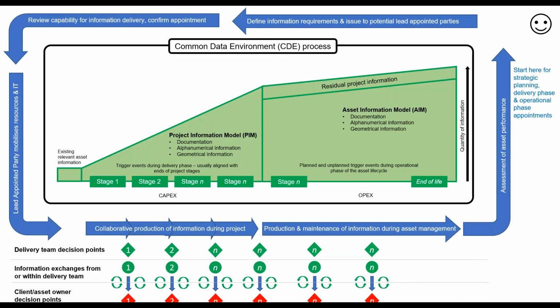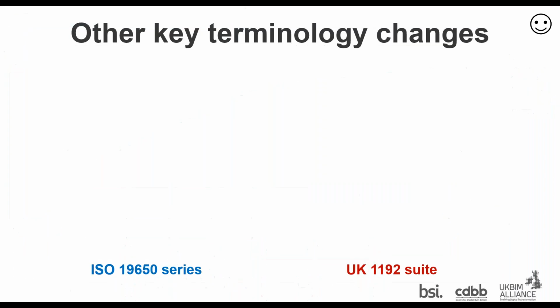And what that means is it's when that same information is then taken forward and used in the operational phase, and will obviously interface with other systems. So that's the information delivery cycle. And then we thought it'd be quite useful just to do a quick terminology change check between what was a term in the UK's 1192 suite, and what that now is in ISO 19650.